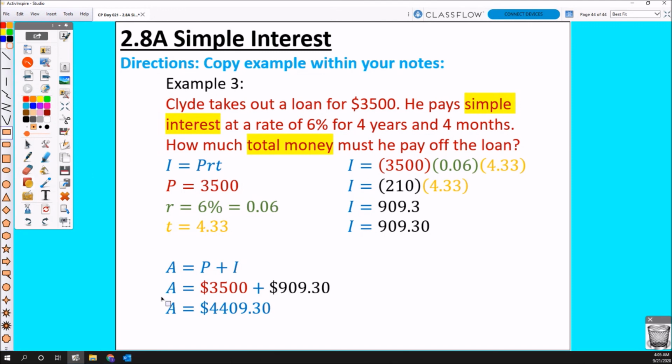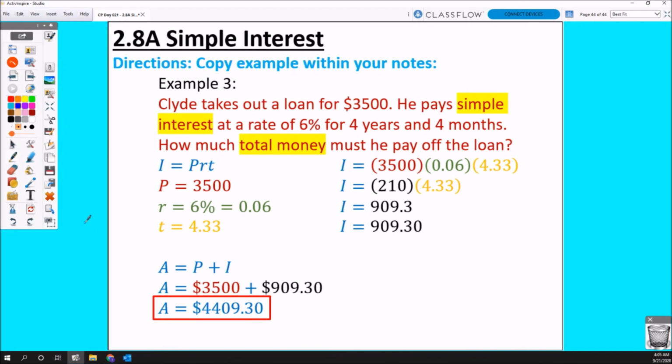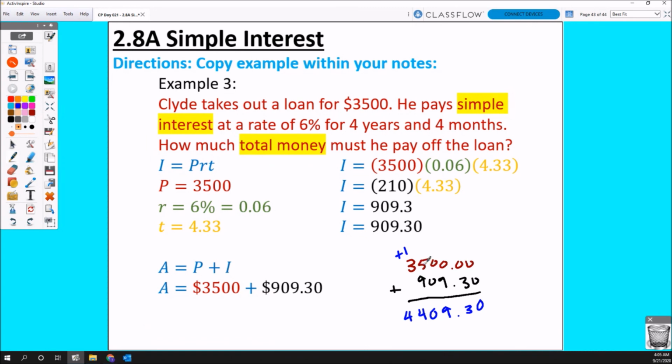A equals $4,409.30. So like I said, when you're writing out the work, make sure to write 3,500 in decimal form. If you don't, you might accidentally line up the numbers incorrectly, as I've seen in past years. And I always warn them, please write it out in decimal form. If you do not, you might accidentally mix up your numbers. You might not line them up correctly, therefore you won't get the correct value, therefore you won't get the correct answer.